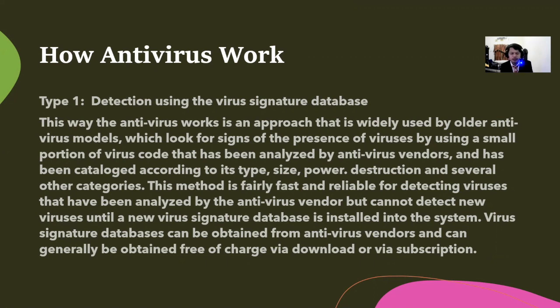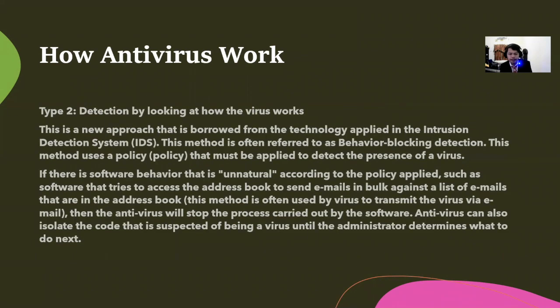The virus signature database can easily be obtained from antivirus vendors, and can generally be obtained free of charge or via download or subscriptions. The second one is detection by looking at how the virus works. This approach is taken from the technology applied in the intrusion detection system, or IDS. This method is often referred to as behavior blocking detection.